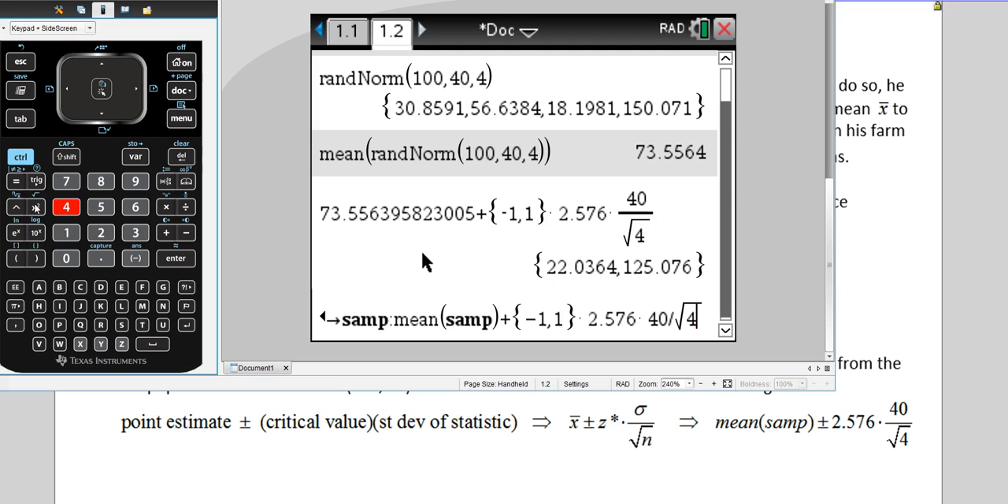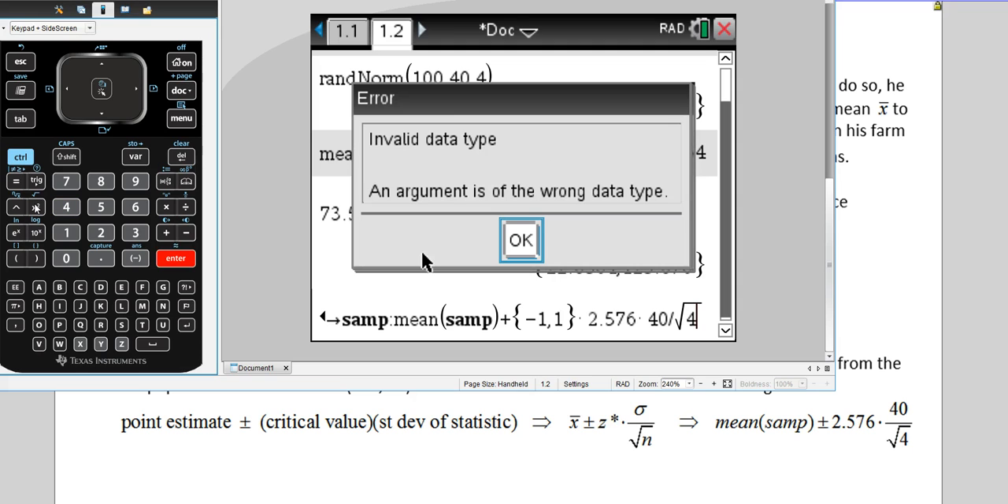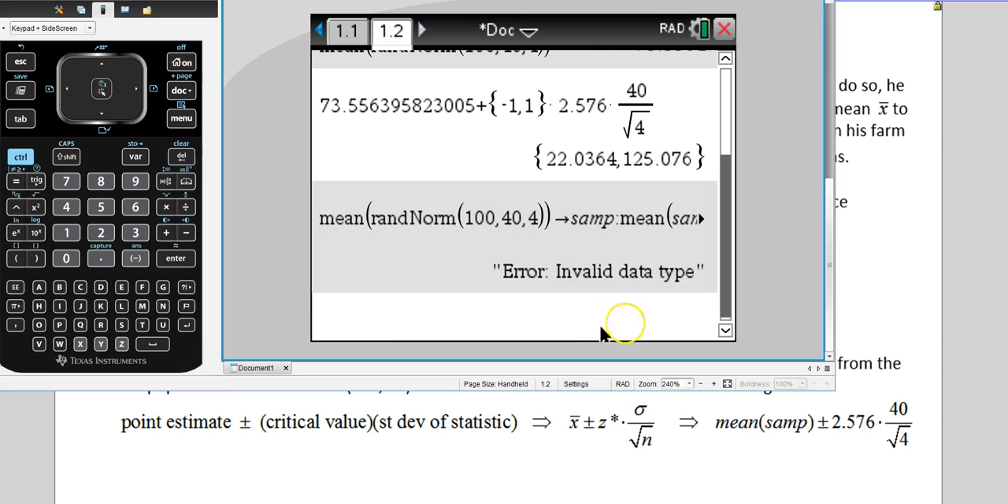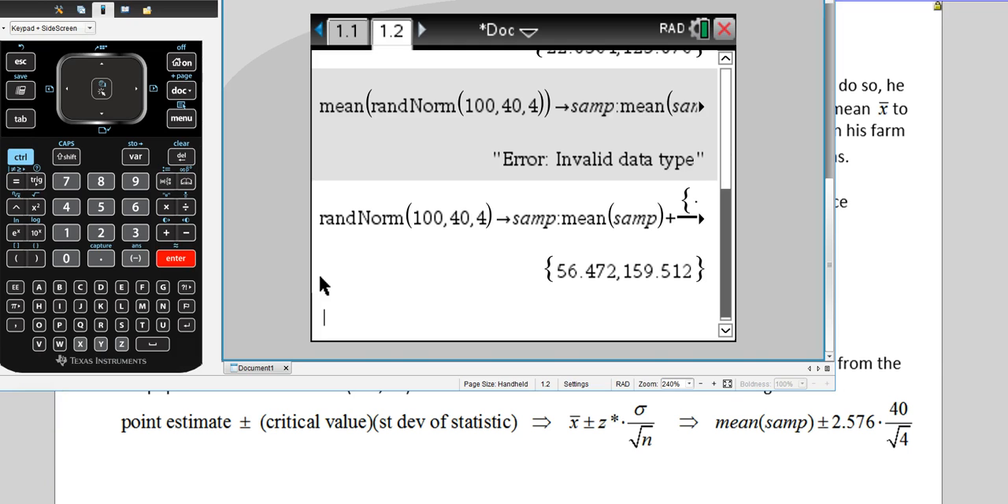Okay, and this will give us, oops, I have something. Okay, got to pause here and find out what I typed in wrong. I figured it out. I wasn't supposed to put mean of random norm and store it to sample. I was just supposed to do random normal and store it to sample and then take the mean of it.